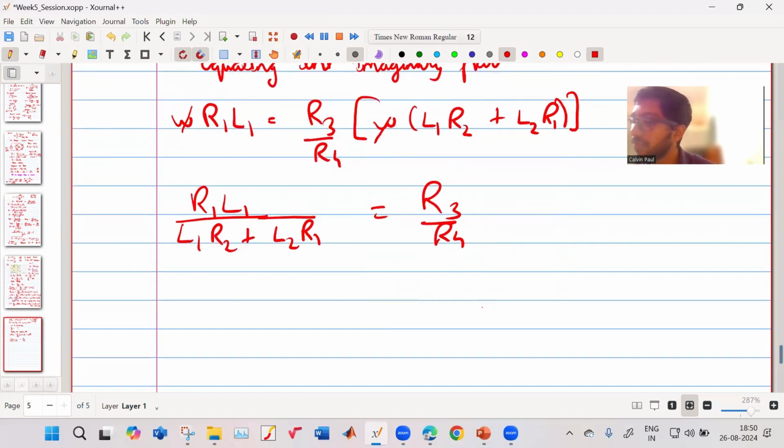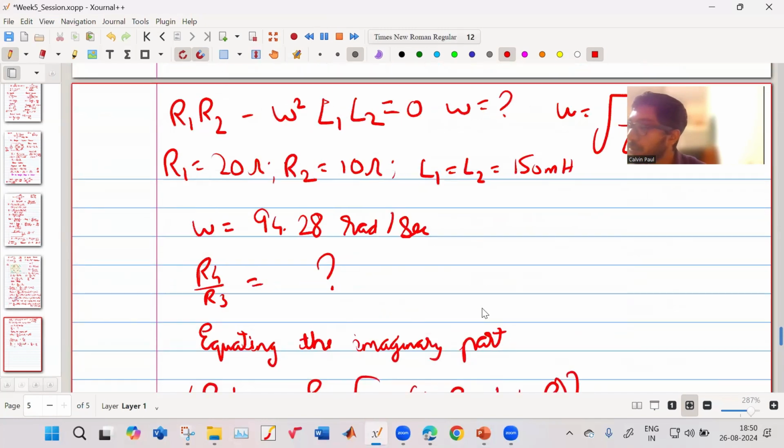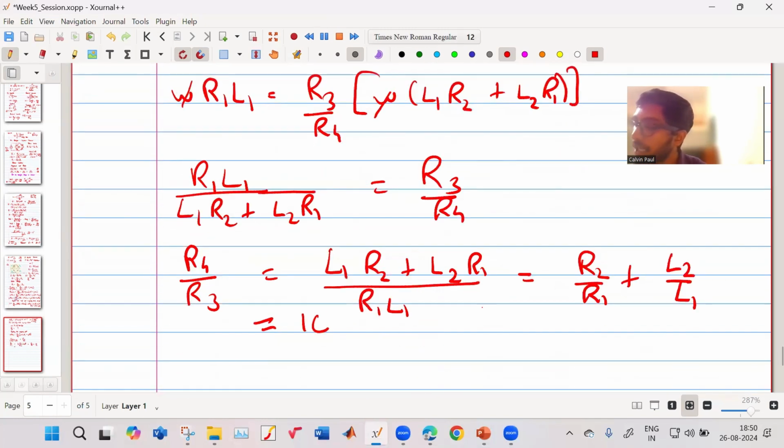But what do we want? We want R4 by R3. So that is equal to L1 R2 plus L2 R1 upon R1 into L1, which becomes R2 upon R1 plus L2 upon L1. So how much is that? My R2 is 10 and my R1 is 20, and L1 is 150 millihenry. So how much is this?